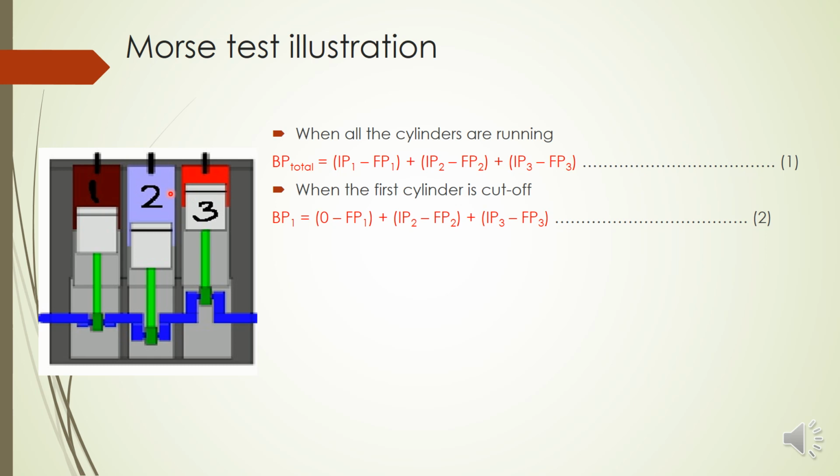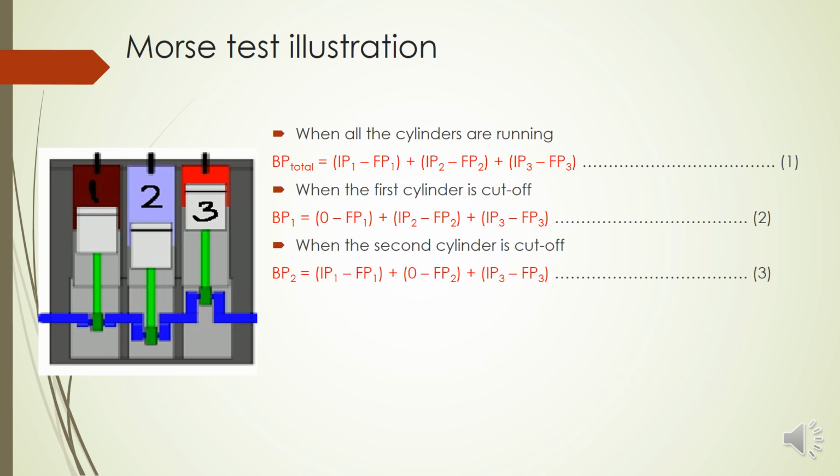So again speed will reduce. We are decreasing the load to make the rated speed. So again another brake power we will get. So that is second cylinder cut off. We are getting BP2. So what is the BP2 equation?